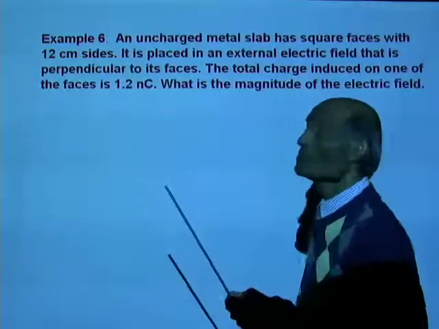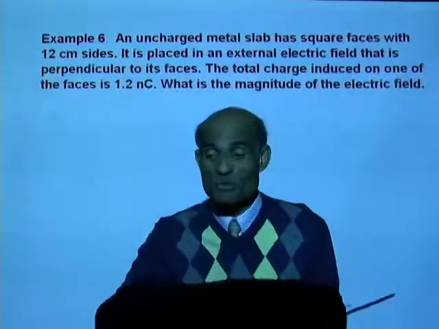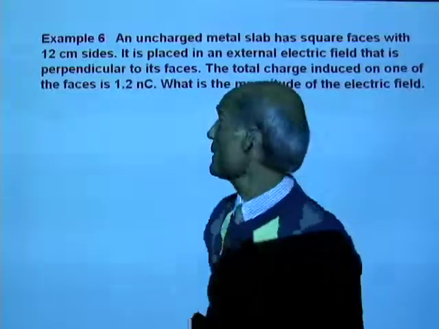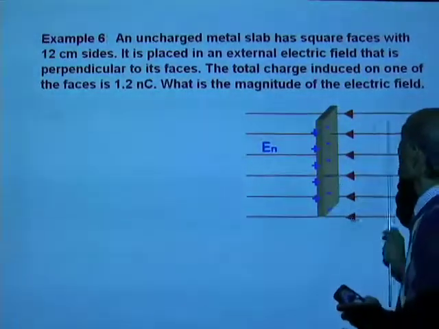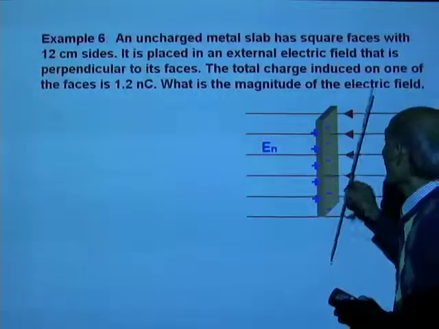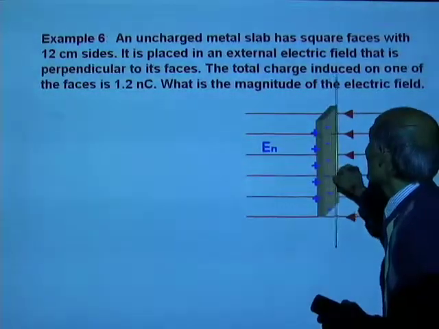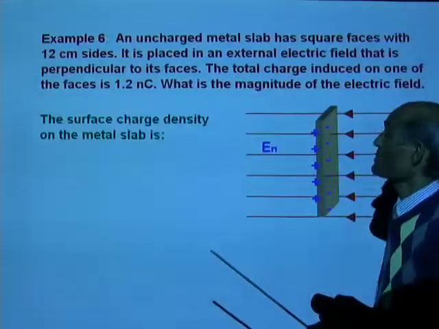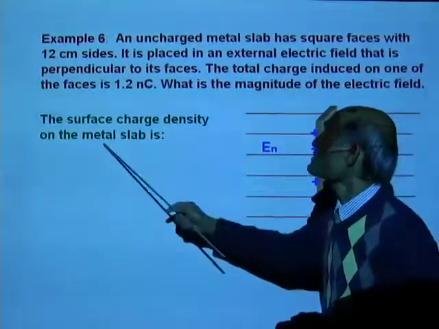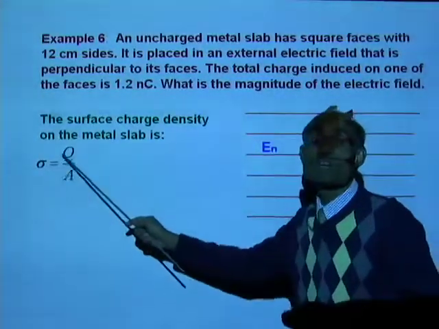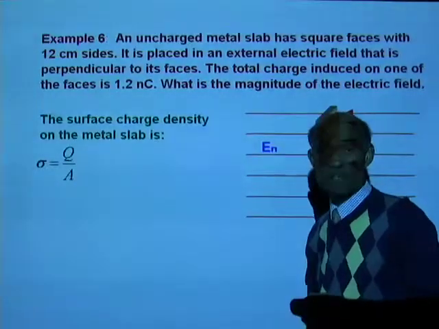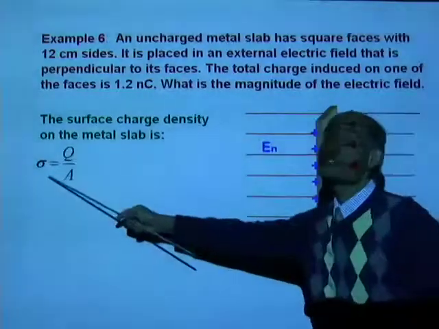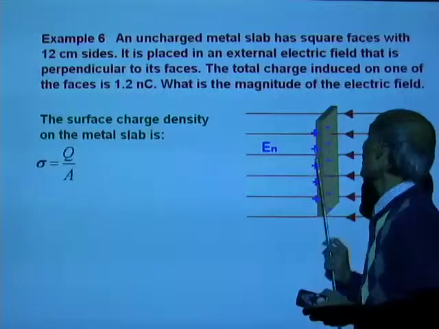What is the magnitude of the electric field in which that metal slab is placed? Here is the metal slab and this is the electric field. One face of the metal slab gets induced negative charge and the other face gets induced positive charge. The surface charge density on the metal slab, sigma, is Q over A, is that right? If Q is the total induced charge, then the surface charge density will be Q over the area.